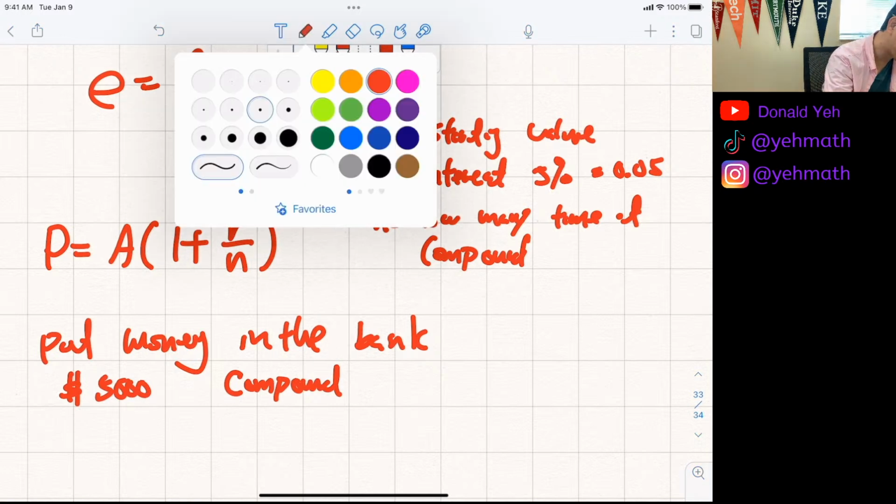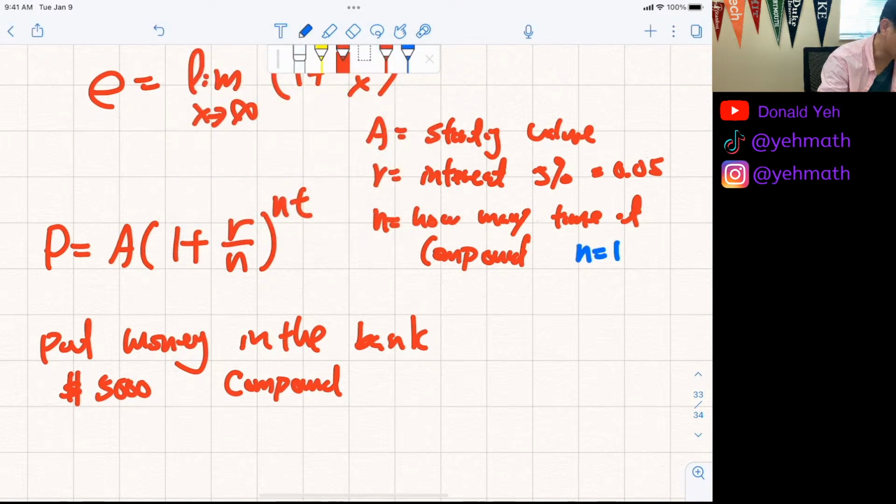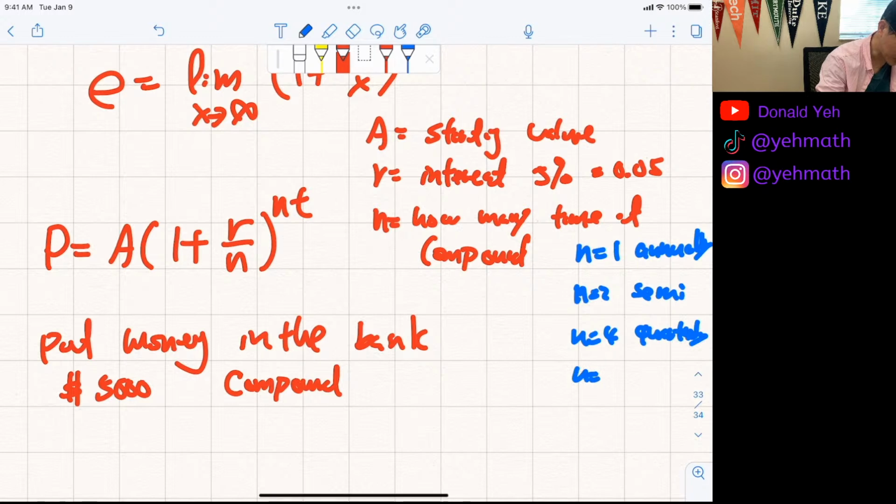Now there are a few options. N equal to 1 means annually. N equal to 2 is semi-annually. N equal to 4 is quarterly. N equal to 12 is monthly. Do you guys remember this from your class? All you gotta do is plug in. It's pretty easy.